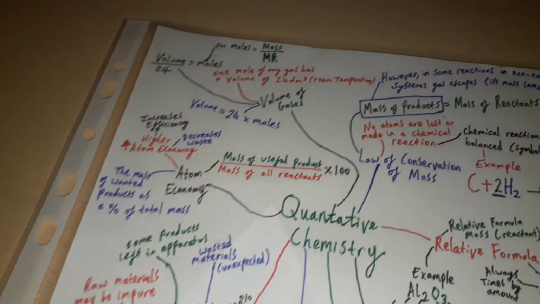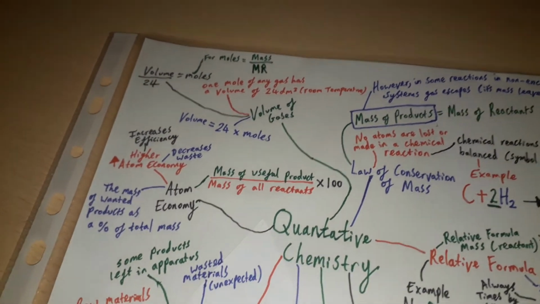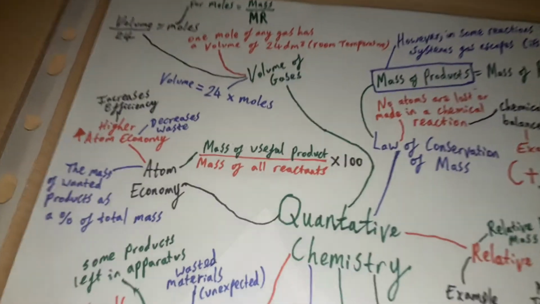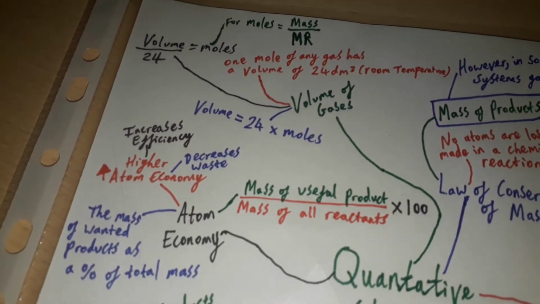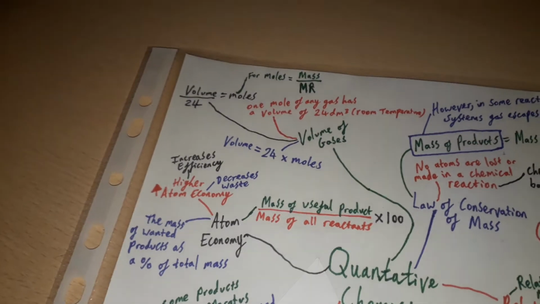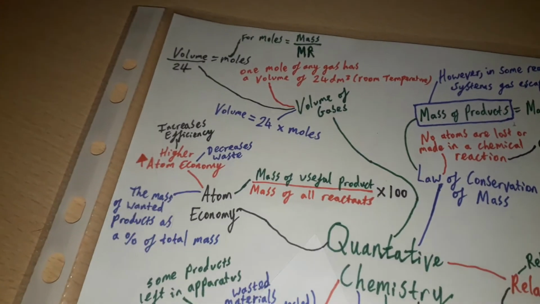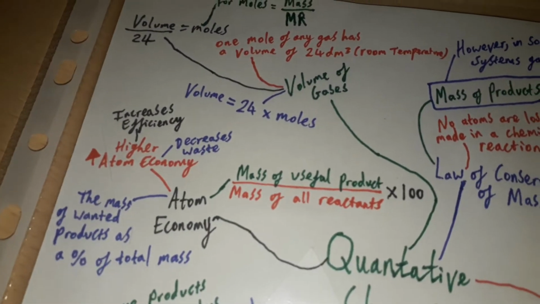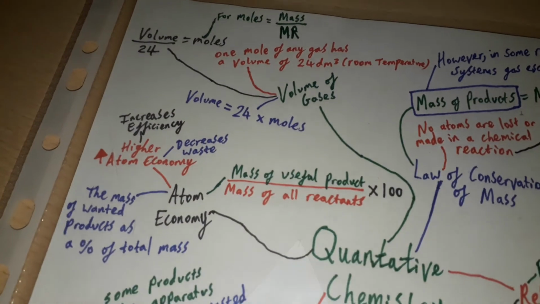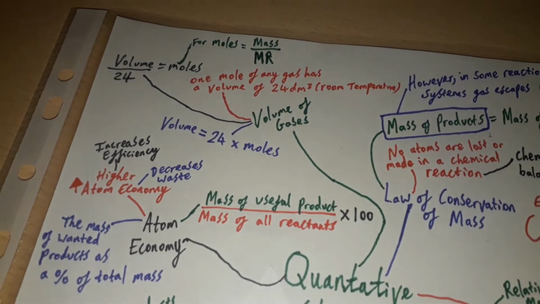And of course, we've said that the mass of the reactants is the same as the mass of the products, which is highly important here. A higher atom economy increases the efficiency of making something and decreases the waste, meaning it's good for the environment. And also it's good for business because you're making more stuff out of a smaller amount. Check my business videos, yeah. Of course, mass of useful product divided by mass of reactants times 100. So that's how we can figure it out.